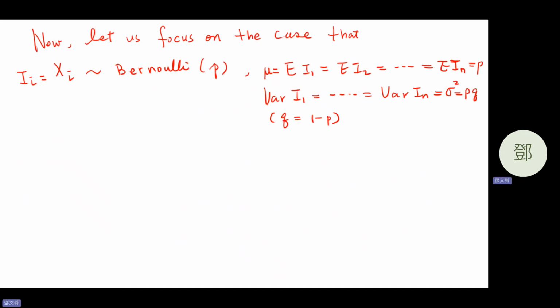Mu here is the common expectation. It's P. But in the central limit theorem, it is mu. They are the same thing. Mu is the mean value of I1, I2, all the way to IN, and it can be shown that the mu value is in fact P. And the variance of each I is P times Q, where Q is 1 minus P.